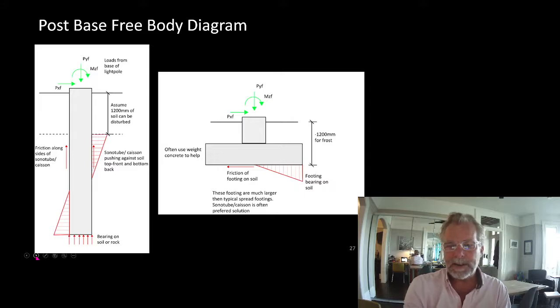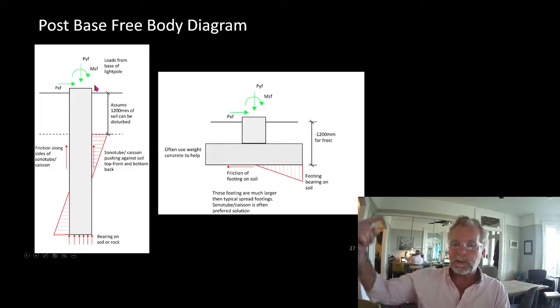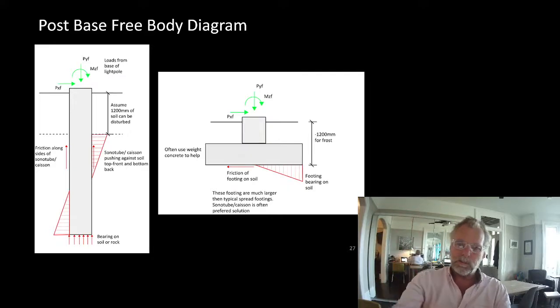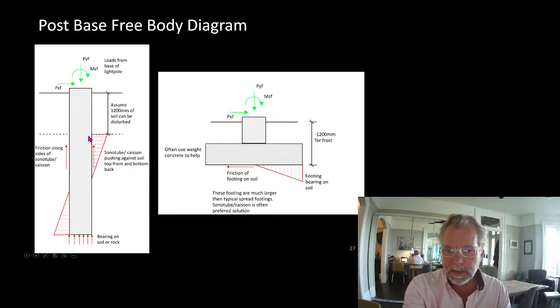So how are posts anchored? This is a free body diagram. I hope that you guys have at least a sense of what a free body diagram is. A free body diagram is a diagram that shows all the imposed loads. Let's have a look up here. We have axial load, self-weight. We have shear. This is the wind that's pushing on it. And we have overturning because the base is here and the wind is up here and the whole thing wants to rotate. These are the imposed loads.